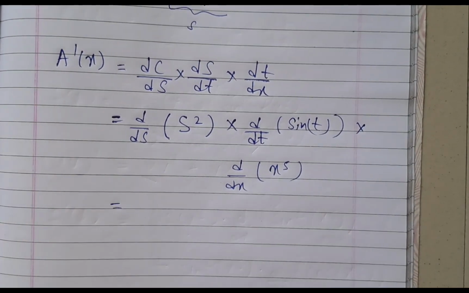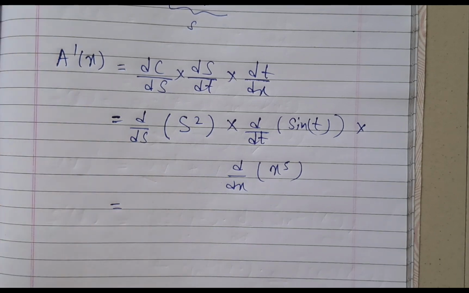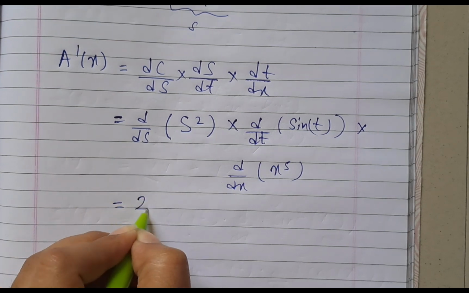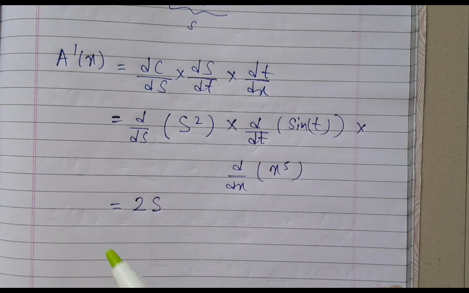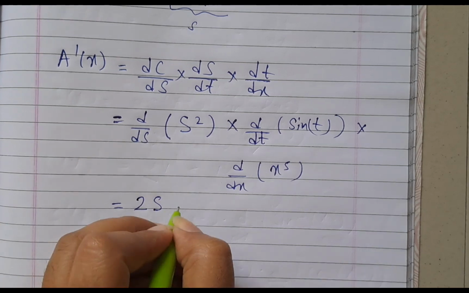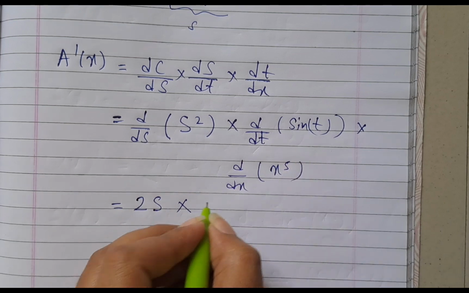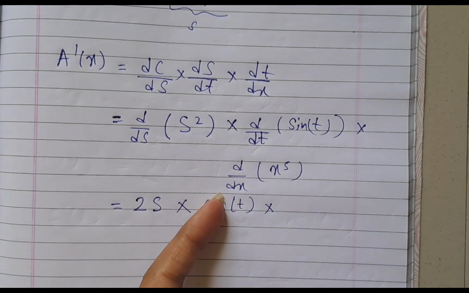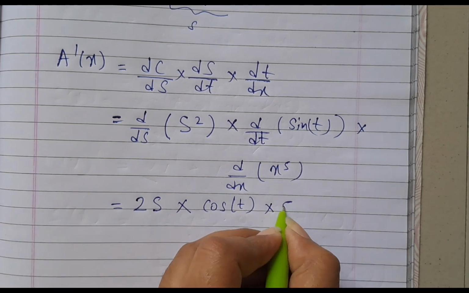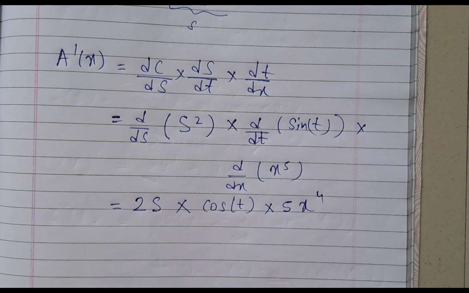So this will be again s square, which means function raised to a power, which is x raised to n, as we have seen. So its derivative will be 2s, which is like x raised to n, whose derivative is n into x raised to n minus 1. So it will be 2s into d by dt. So what is the derivative of sine? Cos t. So it will be cos of t into again d by dx of x raised to 5, which is 5 into x raised to 4. x raised to n's derivative, like that.